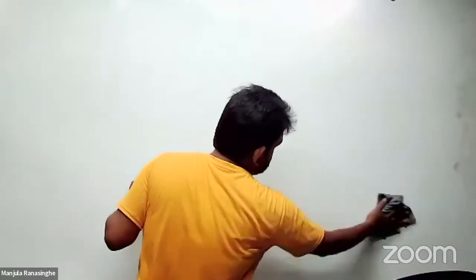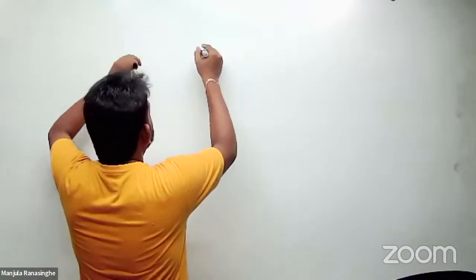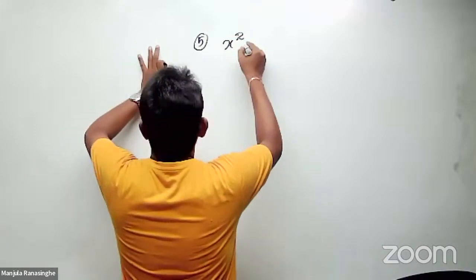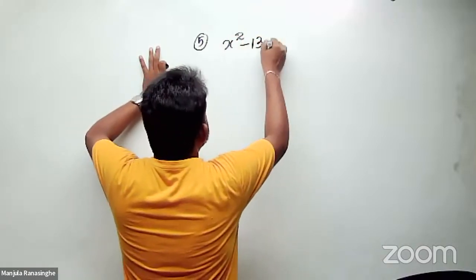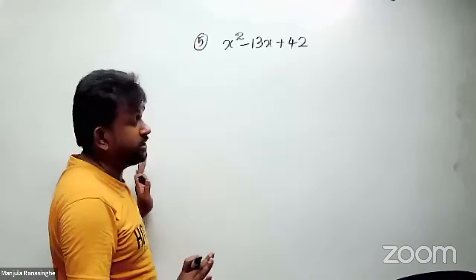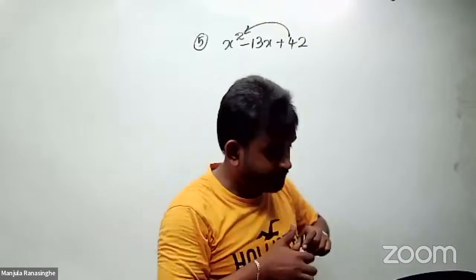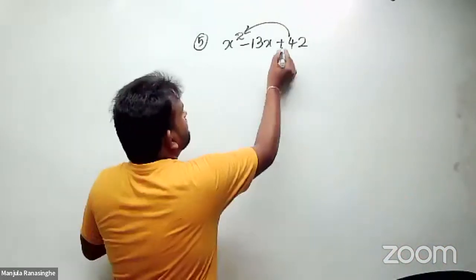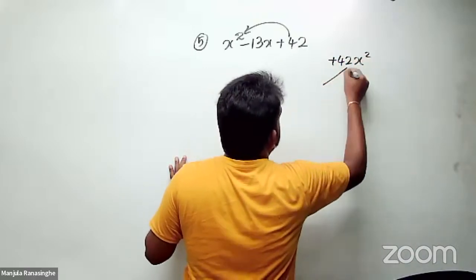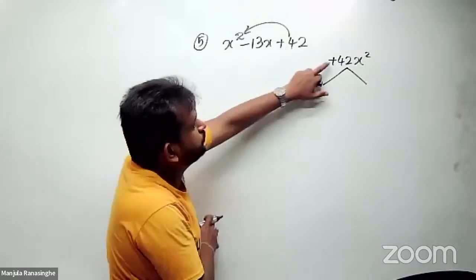So I will do another one. See the last question as the example. Fifth one. See there: x squared minus 13x plus 42. So follow these steps as I mentioned. Plus 42 multiplied with x squared, that means plus 42 x squared. Okay, that is done.